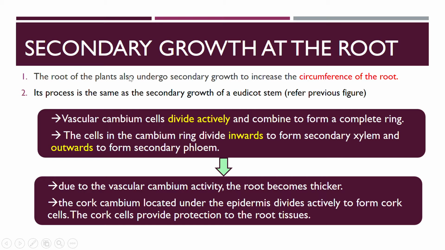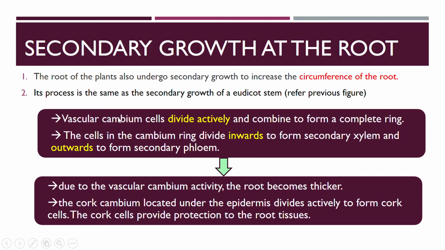The root of the plants also undergoes secondary growth sebab dia mau kasih increased circumference, keliling, lilitan keliling bagi root itu. Jadi gemukkan dia punya root itu. So its process is the same as the one in the eudicots stem. So bila huraian itu kamu tulis sama juga. So you say vascular cambium. Masih lagi terms yang sama.